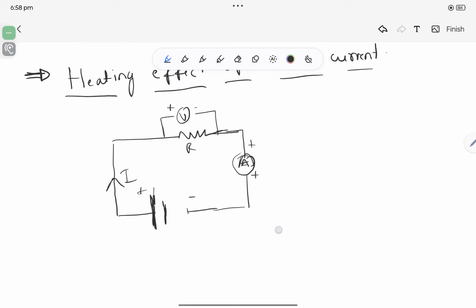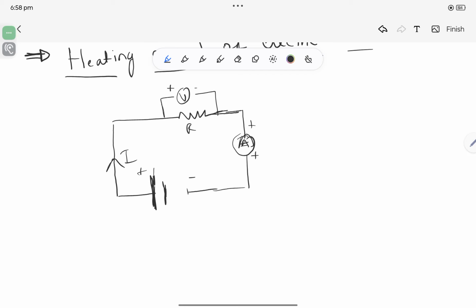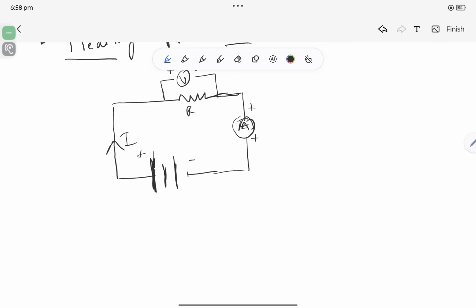Let us discuss here. This is a circuit. Here, from the positive terminal, current is flowing. So here it will flow through the resistance.